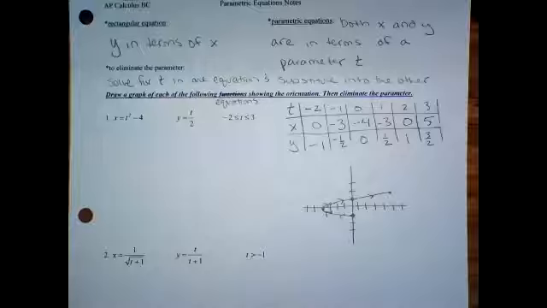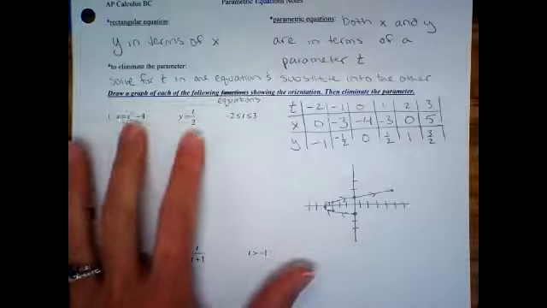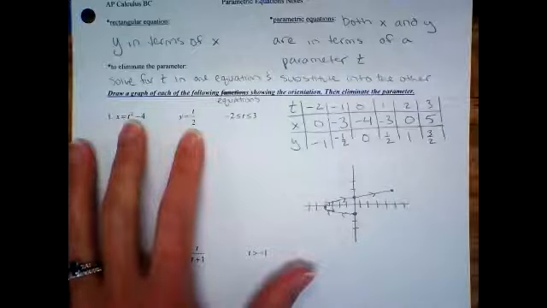Now we're going to eliminate the parameter. Which one of these would it be easier to solve for t in? Because you can do it either way, but there's going to be an easy way and a hard way.